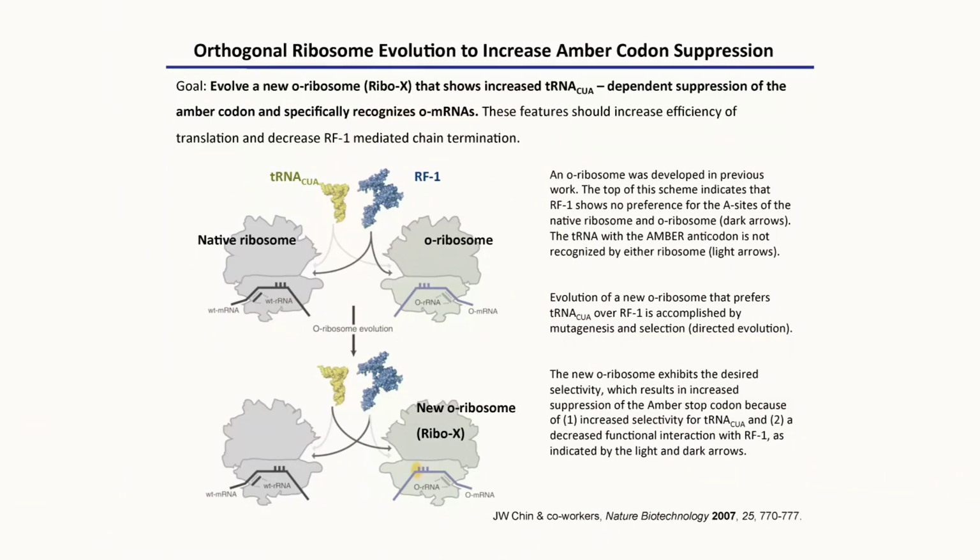This is just the schematic in cartoon form. So imagine we're starting with native ribosomes and orthogonal ribosomes, and we have tRNAs and RF1. Nothing's been done to this orthogonal ribosome, so RF1 can still bind there. And so we want to have some evolution, so mutagenesis and selection of the orthogonal ribosome, such that only the tRNA goes to the A site and RF1 only goes to the wild-type ribosome.